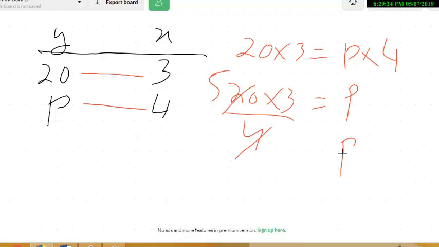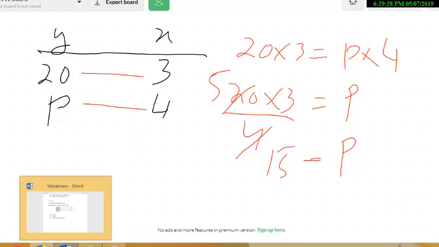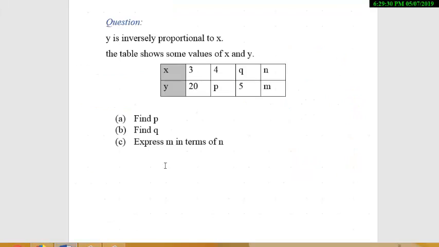Okay, so as this is an inversely proportional case, I will not cross multiply. I will multiply like this. So it is 20 multiplied by 3 is equal to p multiplied by 4. So p is 20 into 3 divided by 4, and 4 fives are 20, 4 threes are 12, so p is 15. Okay, so this is how we can find p is 15.